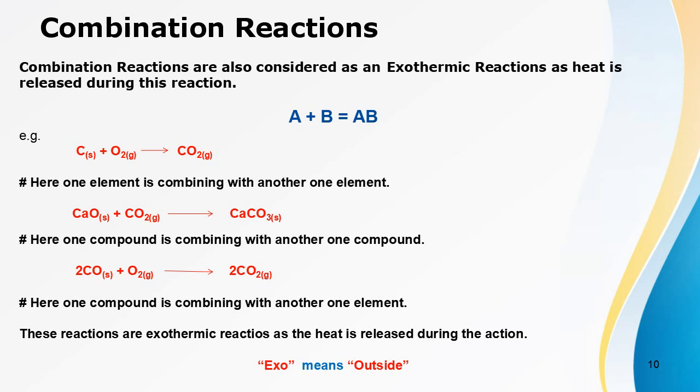Here one element is combining with another element. In another example, calcium oxide and carbon dioxide give calcium carbonate. Here one compound is combining with another compound. In another example, carbon monoxide and oxygen give carbon dioxide. Here one compound is combining with an element. These reactions are exothermic as heat is released during the reaction. Exo means outside.